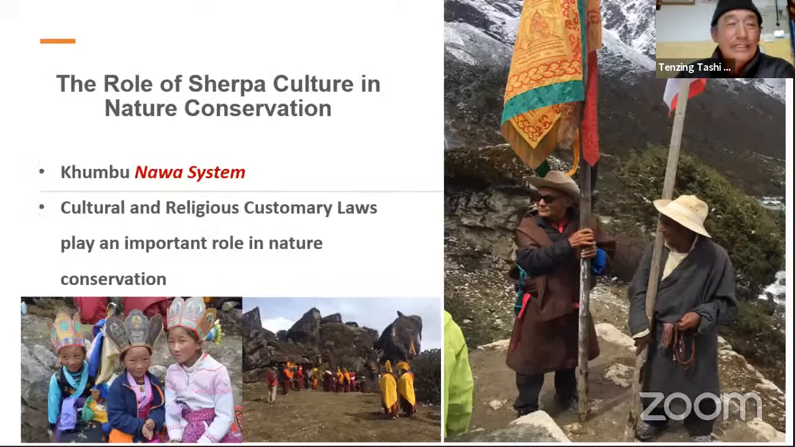Okay, next. Role of Sherpa culture in nature conservation. According to our religion, we call it dharma. When we do the puja, the puja and the system help very strongly for conservation. We do the nature puja worship, we call Hachitu.